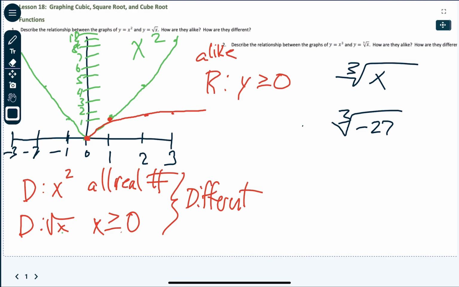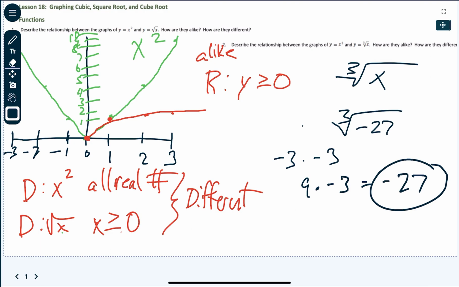Everybody understand that? Cube root of a negative 27. Can we do that? It's a negative 3. How? Because a negative 3 times a negative 3 is positive 9. Times a negative 3 is negative 27. So we can cube root negatives. Okay? You can cube root negatives.